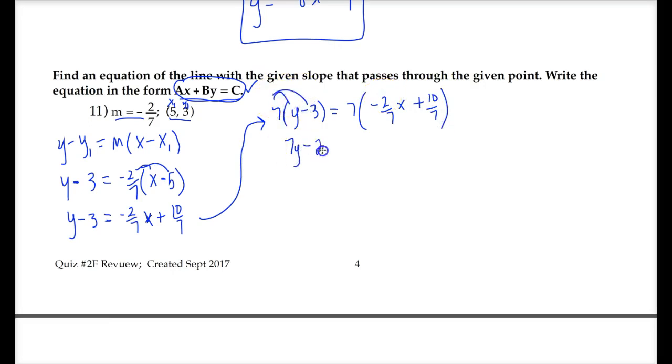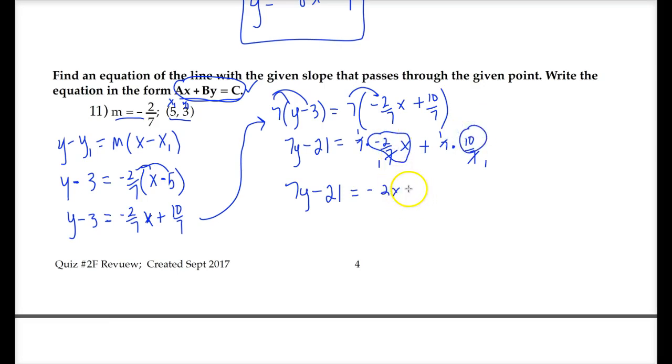This will be 7y minus 21 when I distribute. Over here, when I multiply 7 times -2/7, these 7's will reduce to 1, and all I will have left is a -2x. Same deal over here. If I multiply 7 times 10/7, those 7's reduce to 1, and all I have left is the 10. So when I do this, I just have the negative 2x that's left here. And over here, I just have the 10 that's left there.